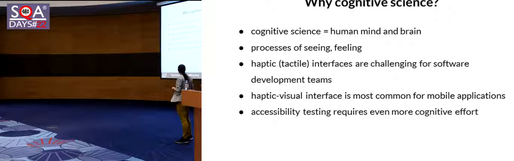So I would say that despite the haptic visual interface being most common, it doesn't mean that it's the most commonly tested, and it doesn't mean that developers are always aware that they should code these things. So as testers, we have the unique chance to be the ones who will risk-assess the application before the wrong interface in terms of haptic.